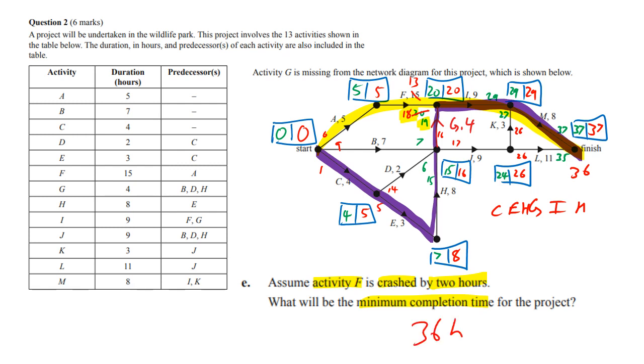So by crashing by 2 hours, we changed the critical path, as we always check when we crash things, and found that we only reduced the overall project by 1 hour. And that's part E. It wasn't going to be as easy as 35 hours, was it?